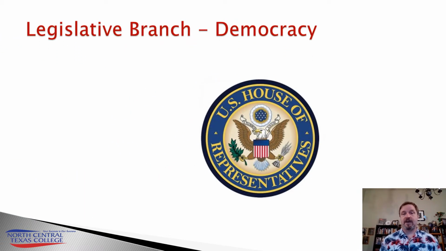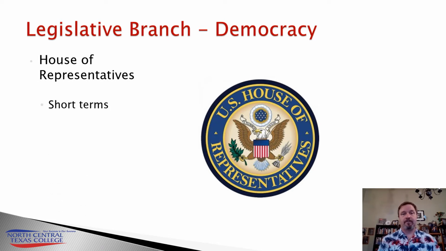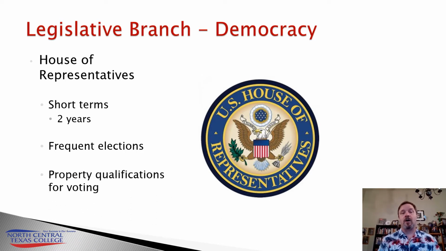Now, the House of Representatives is the only portion of the original Constitution that is an actual, true democracy, right? The House of Representatives represents the people. You have short terms, right? Very short terms, 2 years. That means you have frequent elections, right? That is more democratic. The more elections, the more democratic it is, right? They're elected directly from the people, the popular vote. From the very beginning, the popular vote of the people will select who these representatives are, right?